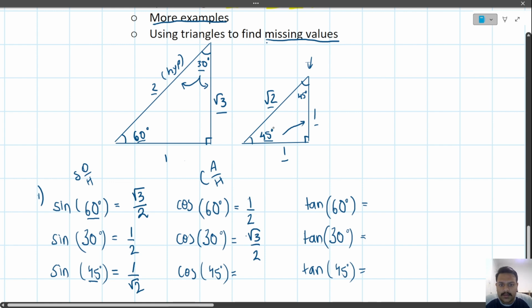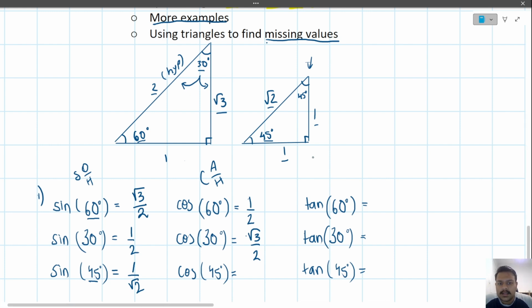Okay. Cos 45, again, we have to find the triangle to know which angle we're working with. In this case, we look at this triangle because it is the triangle that has 45, 45 inside here. So cos 45 is adjacent over hypotenuse. So 1 over root 2.